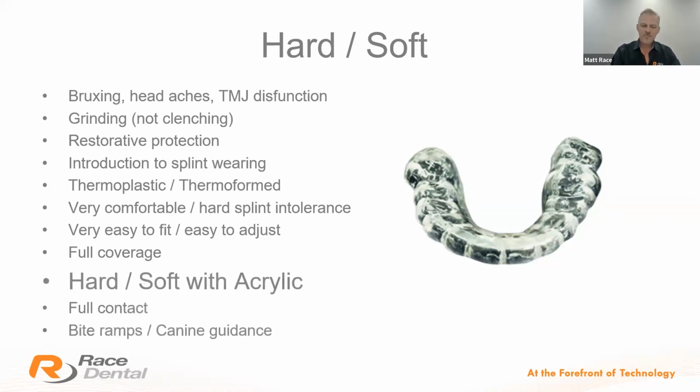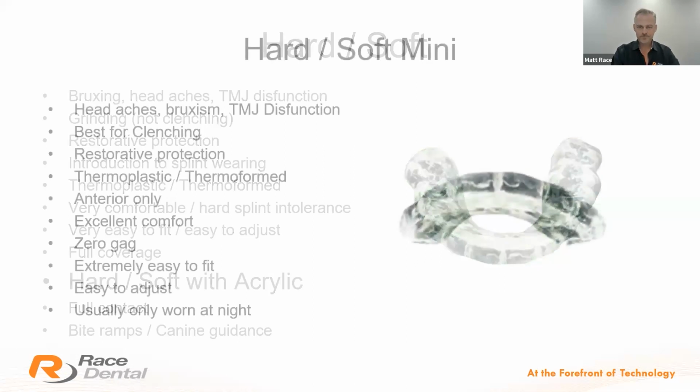This splint also comes with acrylic, so we call that a hard soft with acrylic. If you have a patient who needs bite ramps or canine guidance, or if you have a patient with an open anterior bite, you might want to request the hard soft with acrylic, and the technicians here will build up the acrylic on top of the hard soft splint to ensure bite ramps, canine guidance, or we do close down and make full coverage for patients that have open anterior bites. Great splint for that reason.